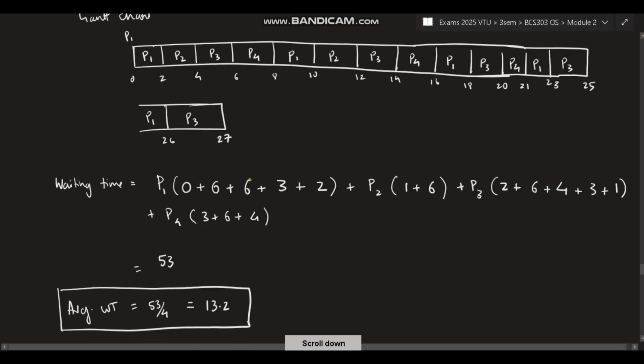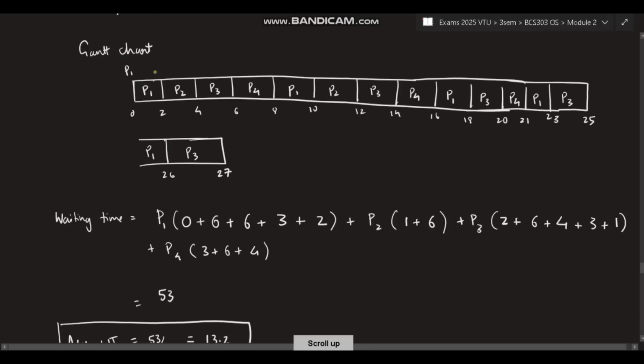25. And what is P4? P4 had come at 3, right? And when it got completed, P4's last instance is present here, 21. So 21 minus 3, that is equal to 18. So 18 is the turnaround time for P4.